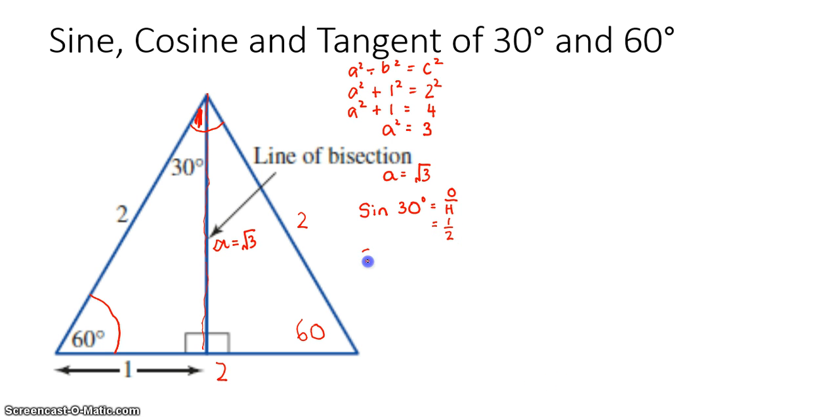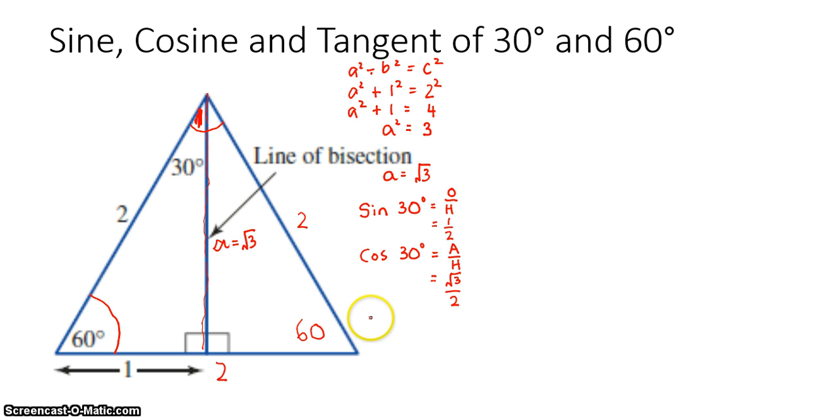Now let's look at cos of 30 degrees. We know that the cos ratio is equal to the adjacent side over the hypotenuse. The side which is adjacent to 30 degrees is the square root of 3 and the hypotenuse is 2. So cosine of 30 degrees is equal to root 3 over 2.